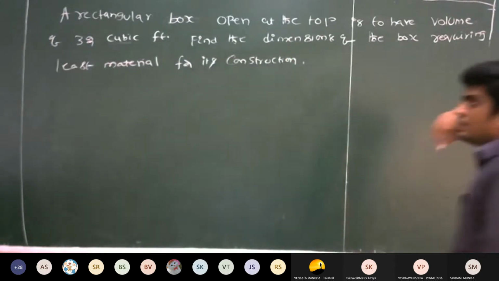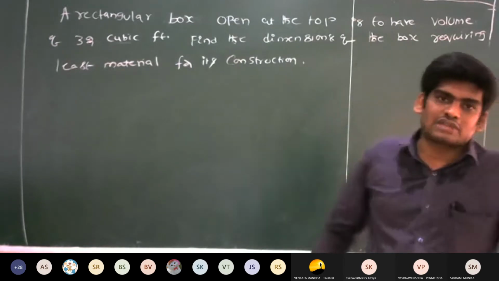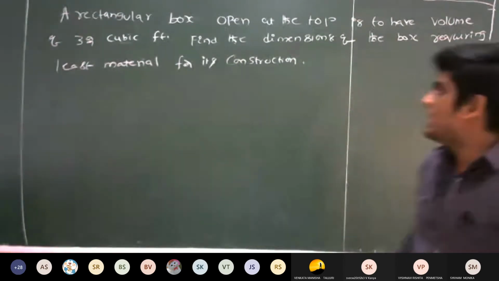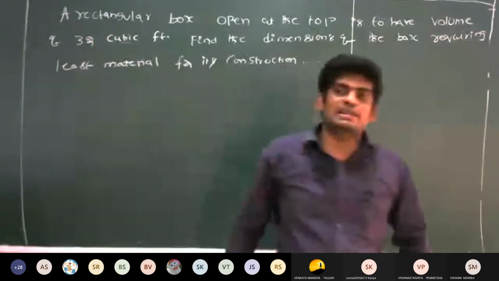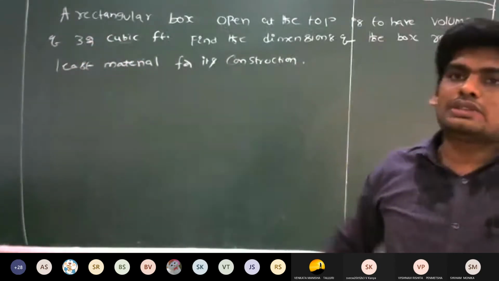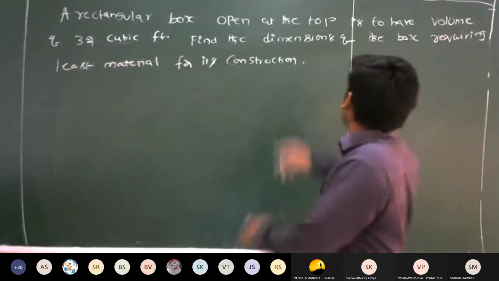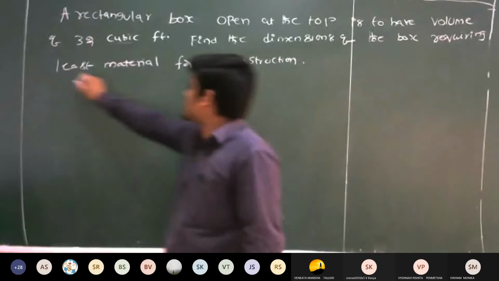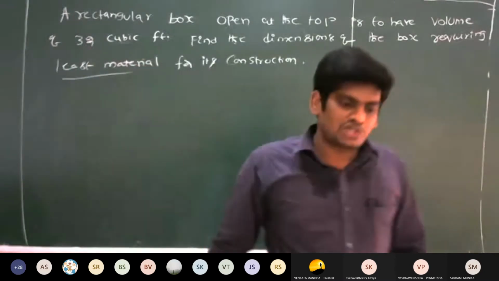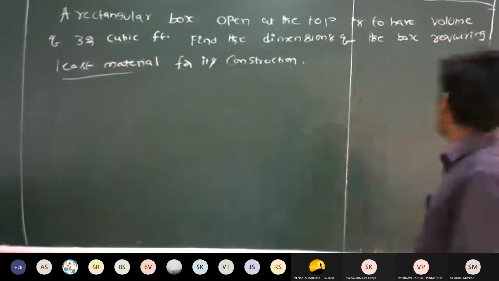So see the question. Here we are going to calculate the dimensions of the rectangular box having the volume 32. So there are so many values, but we are going to calculate the least values, right? So that is the least material for constructing the rectangular box. So that means here we are going to calculate the least values. So first listen.